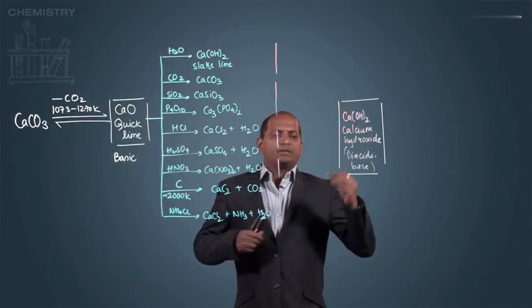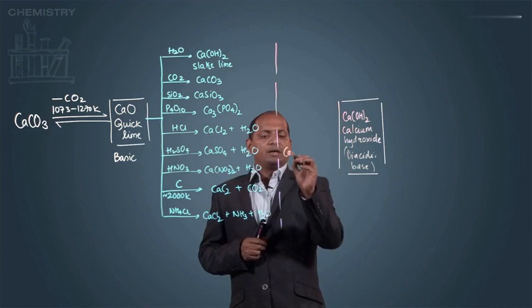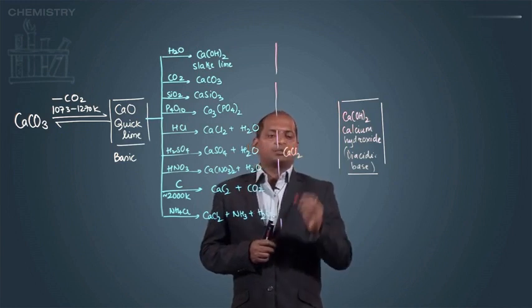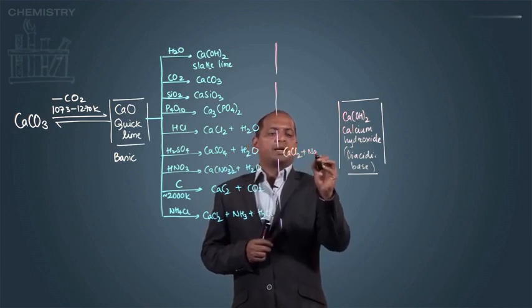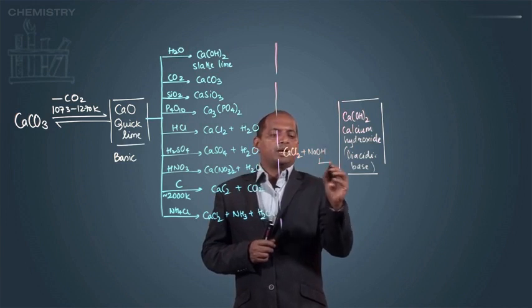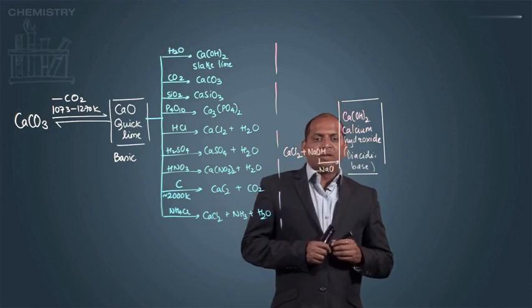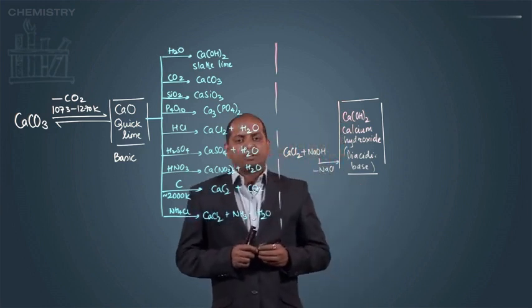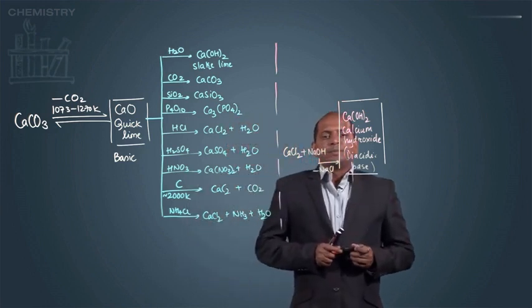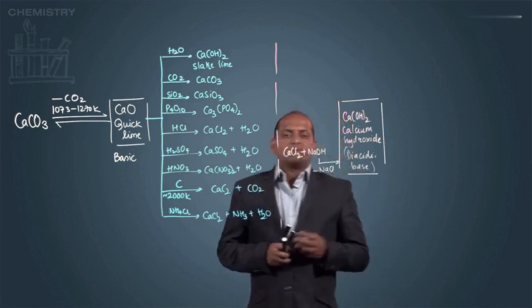It can also be formed by reacting calcium chloride with sodium hydroxide, so that the more soluble sodium chloride is formed and calcium hydroxide will precipitate out in that case. So what are the reactions?